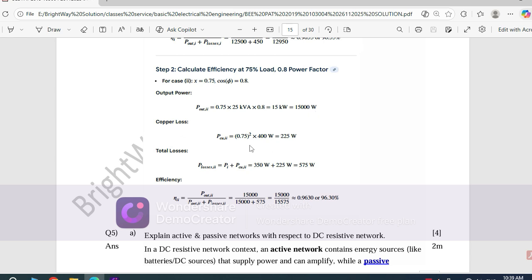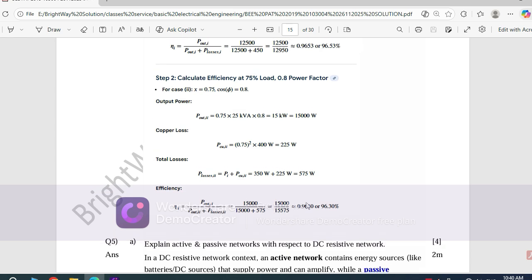Next, copper loss is different. Multiply the square of the loading factor x into the total copper loss, 400 watt, and you get a copper loss of 225 watt. The total loss is iron loss plus copper loss, which gives 575 watt. So efficiency is 15,000 upon 15,000 plus 575, the total loss. You get an efficiency of 96.30%, which is for 4 marks.